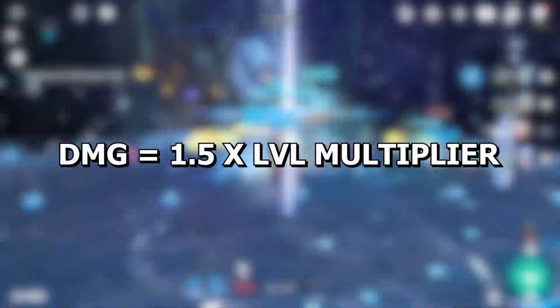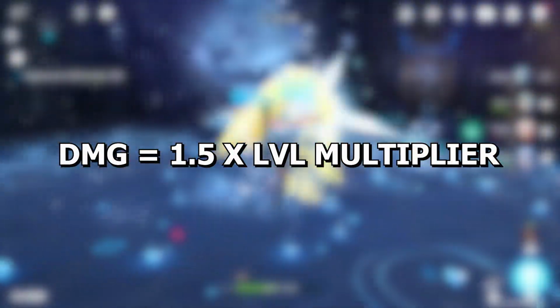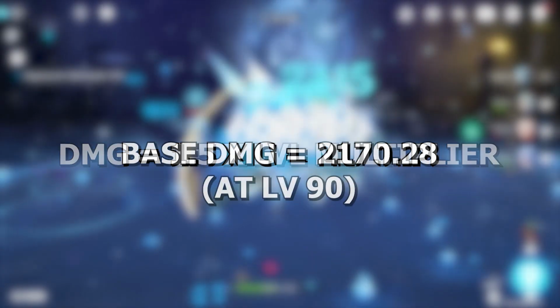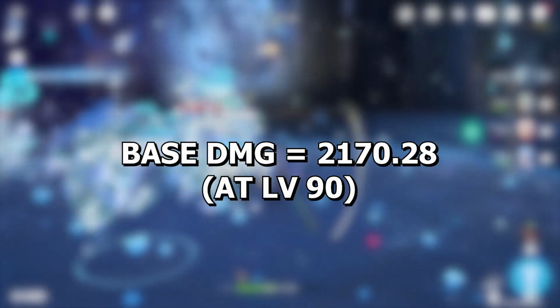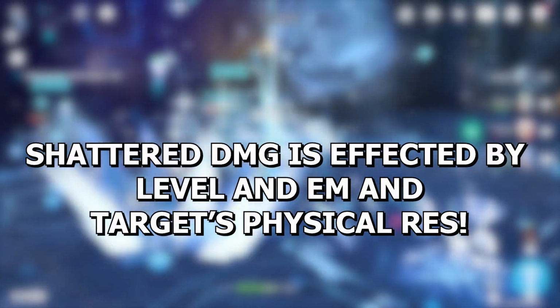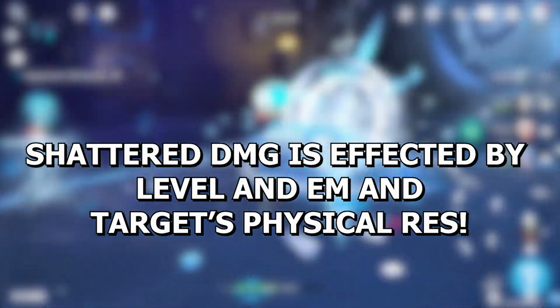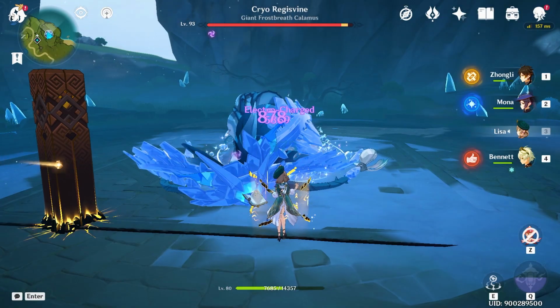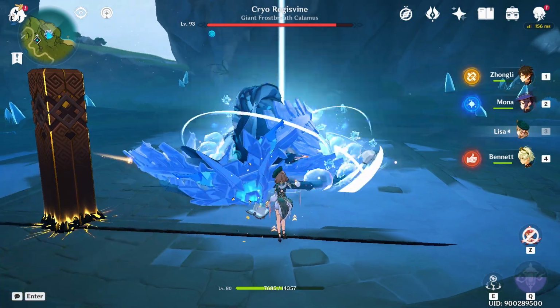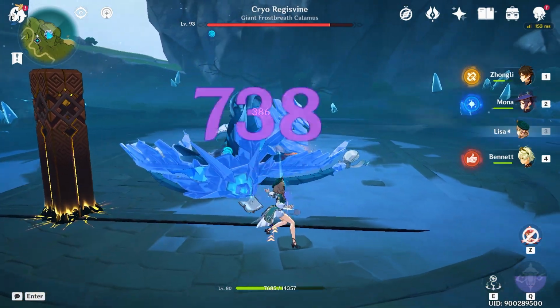Shattered damage is calculated as 1.5 times level multiplier, and the base damage of shattered at level 90 is 2170.28. Shattered damage is only affected by the level and the elemental mastery of the character and the target's physical resistance. Next is Electro-Charged. Electro-Charged is the elemental reaction triggered by inflicting electro on a target that is already affected by hydro or vice versa.